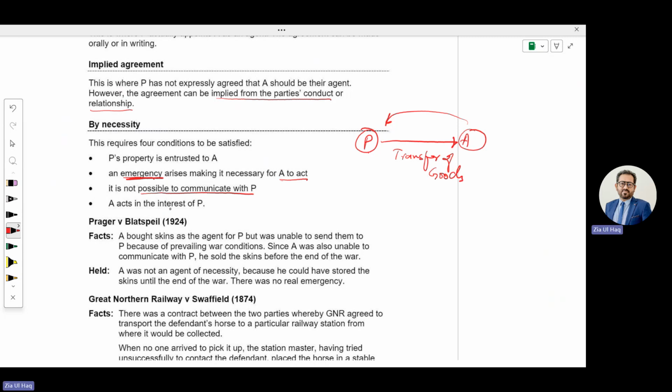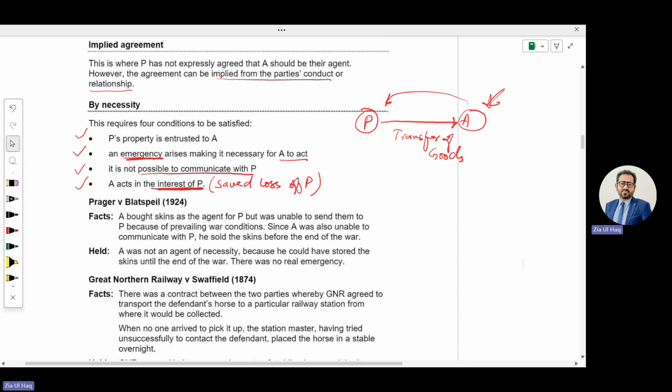And third, A acts in the best interest of the principal, meaning he tried to save the loss of principal. Whatever A acted, that is in the best interest of the principal, meaning to save the loss of principal. If these conditions are fulfilled, then this person will be called agent of the principal. He is acting, he is behaving on behalf of the principal. First, P has handed over property to transfer to Mr. A. A acted in an emergency. It was difficult to communicate with the principal, and whatever A does is in the best interest of the principal, meaning to save the loss of the principal.